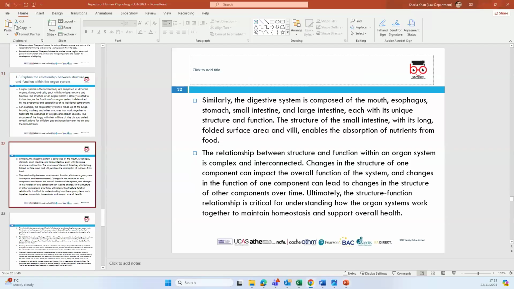Similarly, the digestive system is composed of the mouth and the small intestine, providing a larger area for nutrient absorption of the food, and the structure of the small intestine. The relationship between structure and function within an organ system is complex and interconnected. So you have the respiratory system, where the structure of the trachea into bronchi and bronchioles leads to alveoli, maximizing the surface area for gas exchange.